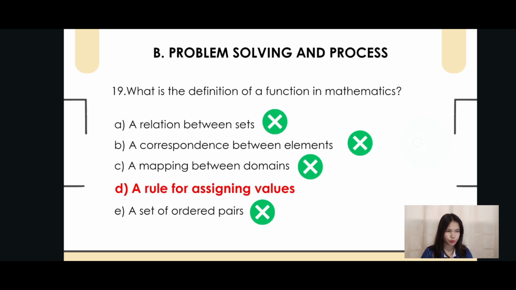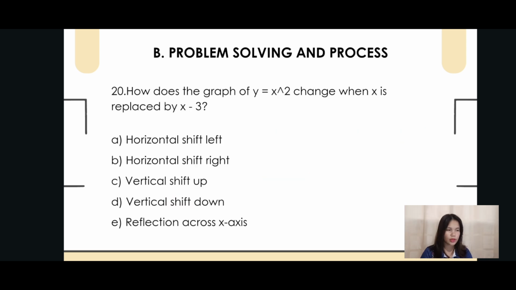So, number 20. How does the graph of y equals x squared change when x is replaced by x minus 3? Is it A, horizontal shift left, B, horizontal shift right, C, vertical shift up, D, vertical shift down, or E, reflection across the x-axis?